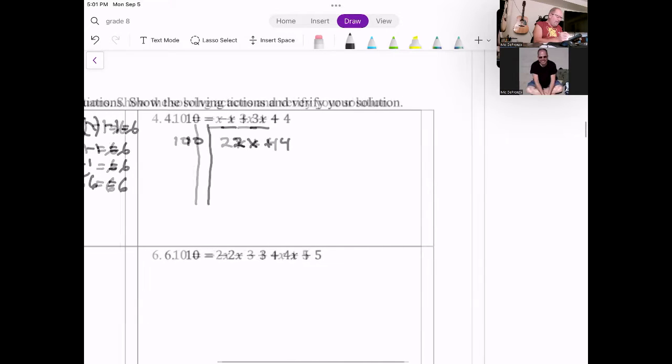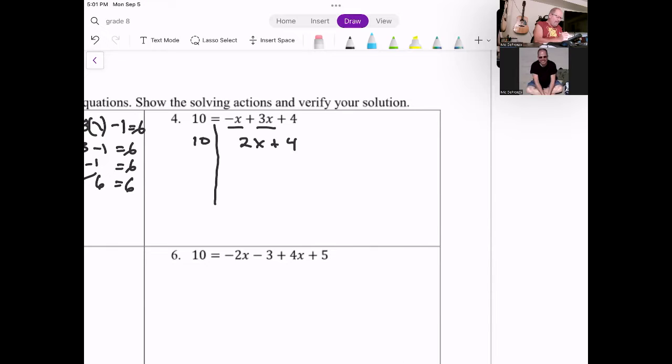Okay, so now I want to subtract that 4. I want to undo plus 4. I undo plus 4 with minus 4 on both sides. I can't just do it to one side of the equal sign. I have to do it to both, otherwise it tips the equation out of balance. So if I do this correctly, I get 6 equals 2x.